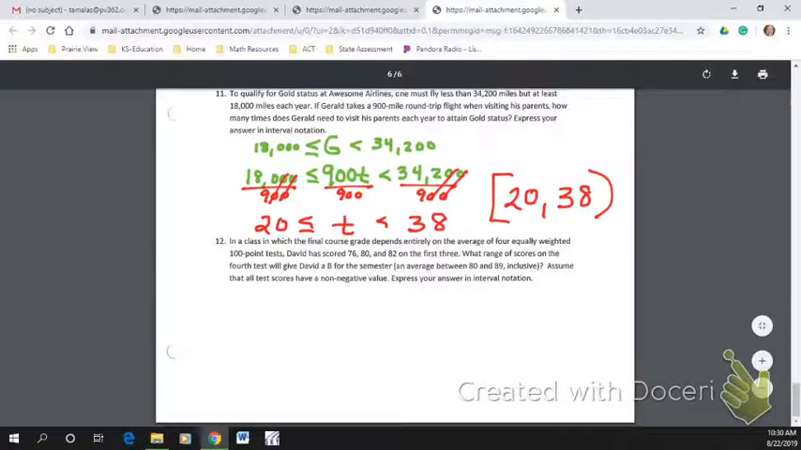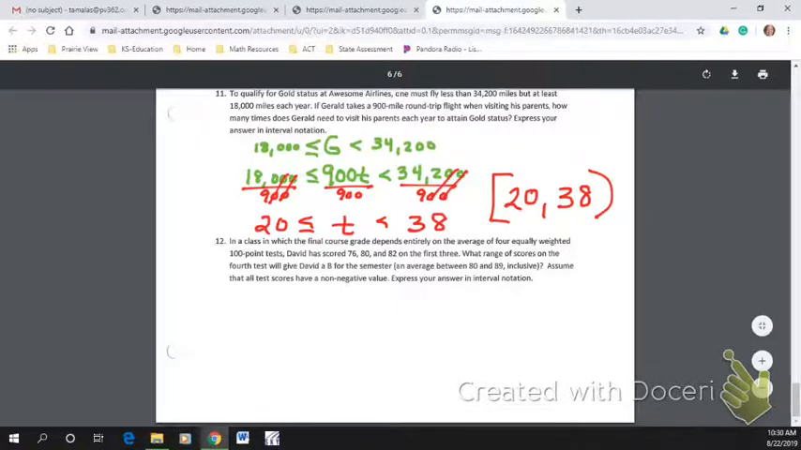All right, number 12. In a class in which the final score or grade depends entirely on the average of 4 equally weighted 100-point tests, David scores a 76, an 80, and an 82 on the first 3. What range of scores on the 4th test will give David a B for the semester? An average between 80 and 89 inclusive. That means including. Assume that all test scores have a non-negative value. Express your answer in interval notation.